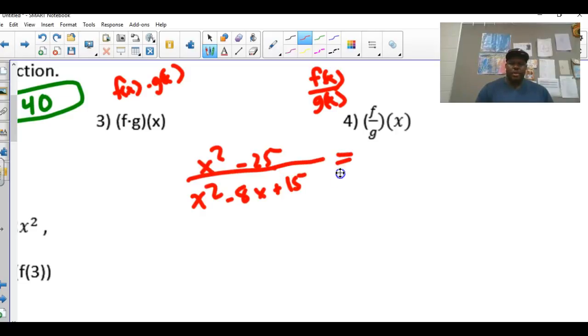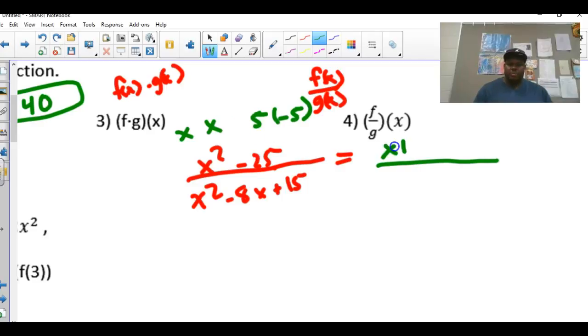Now, before we begin, whenever you have division, guys, you need to factor as much as possible. So I'm going to factor the top. The top is the difference of two squares. The two values that multiply to give me x squared are x and x. The two factors that multiply to give me negative 25 are 5 and negative 5. So what we have here is x plus 5. So you have x and a positive 5. And right here you have x minus 5. That's the difference of two squares.